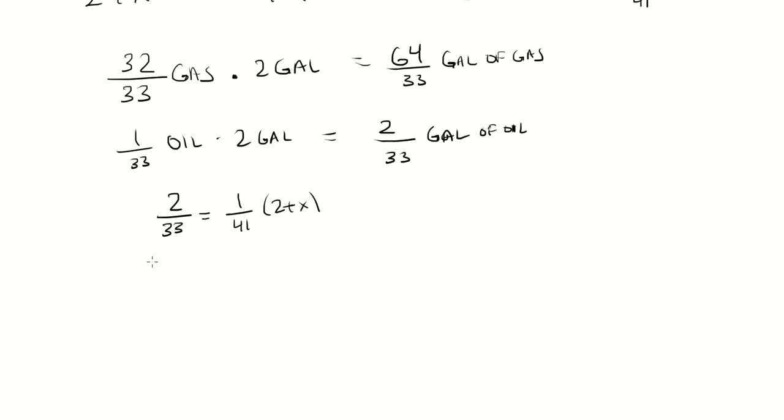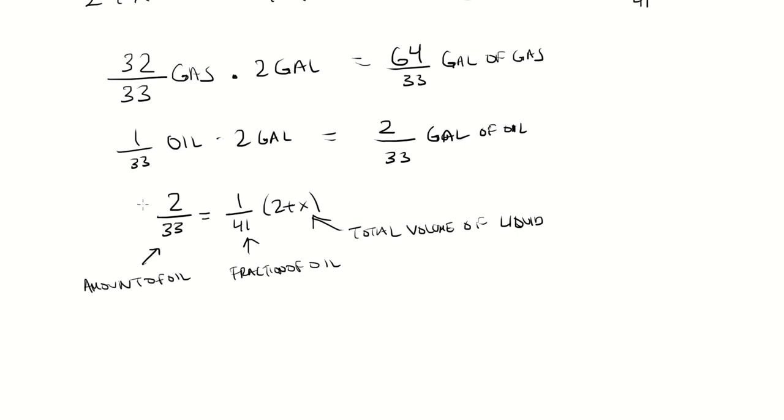So to write this down, 2 over 33 is the amount of oil. 1 over 41 is the fraction of oil. And 2 plus X is the total volume of liquid. So 2 over 33 remains the same. Now the amount of oil becomes less. It's a fraction, which is 1 over 41 of the total liquid, which is 2 plus X.